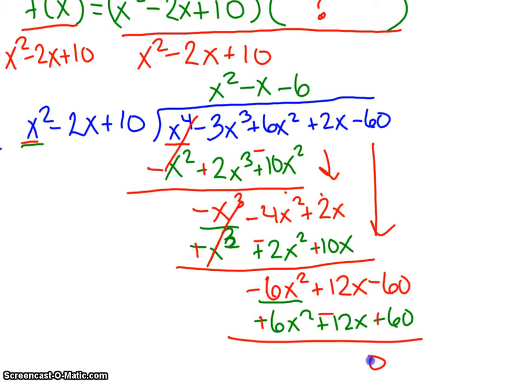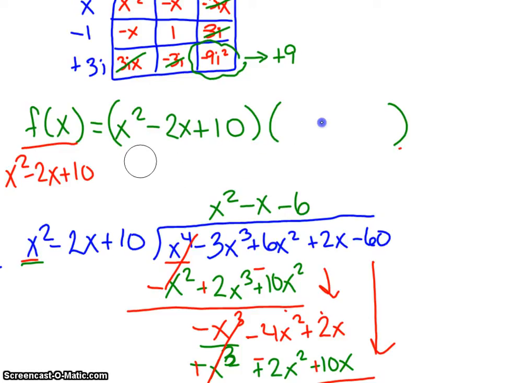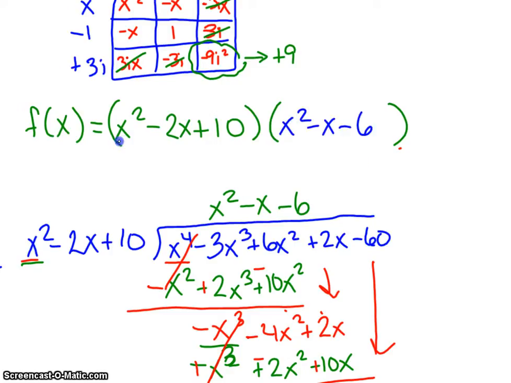And from those factors, you're going to find the other solutions. Okay, so what did you just find? You found that the other factor, when multiplied by x squared minus 2x plus 10, will give you your function, x squared minus x minus 6. Remember, the first factor, x squared minus 2x plus 10, came from your two solutions, the 1 plus or minus 3i. That's where that came from.